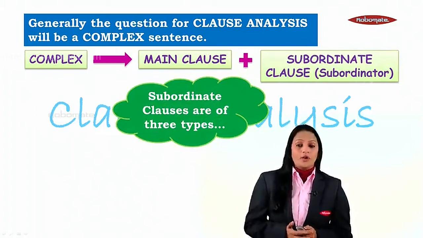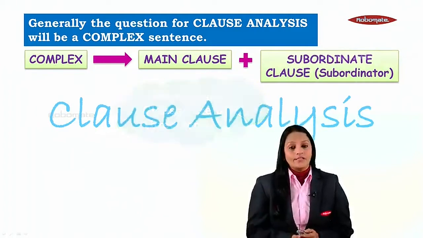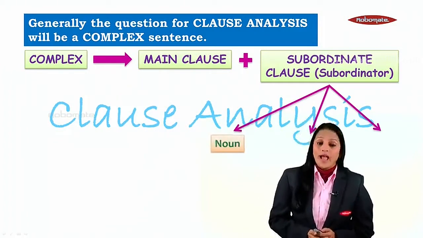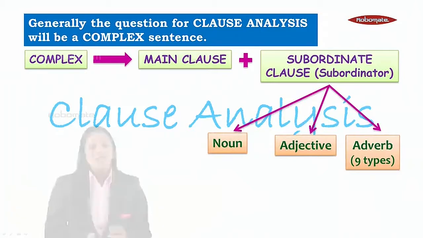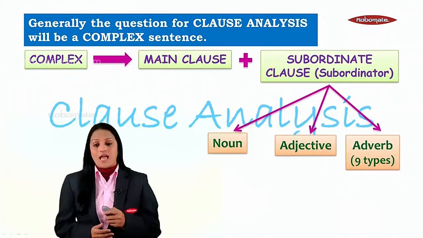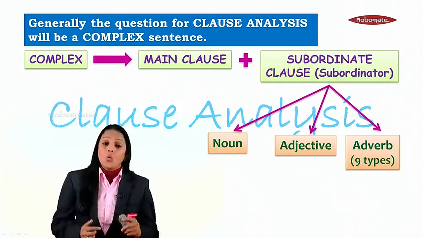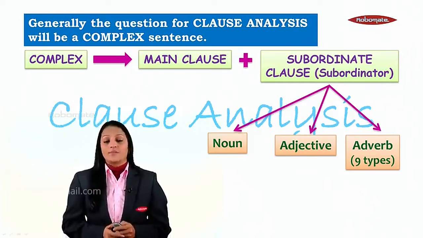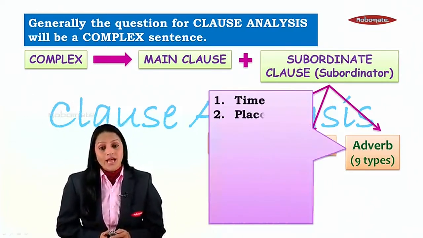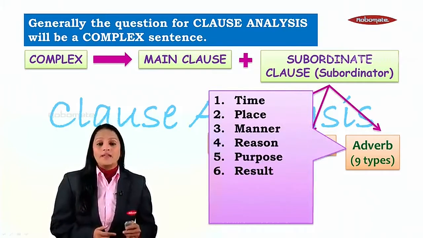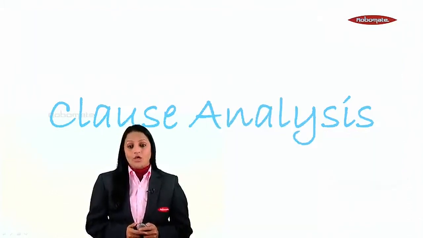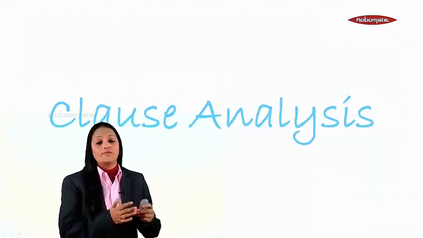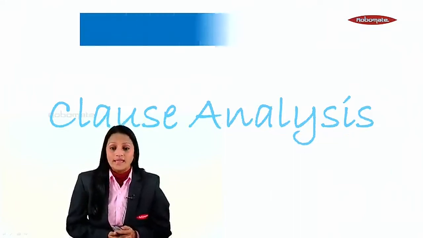So, subordinate clauses again are of three types. What are they? We have the noun clause, the adjective clause, and the adverb clause. Again, students, the adverb clauses are of 9 types. So you have to mention which of those 9 types the adverb clause is. What are those 9 types? Quickly. Time, place, manner, reason, purpose, result, contrast, condition, and comparison. So students, this is all that you have to identify when you do clause analysis.